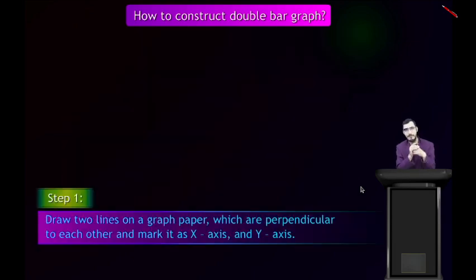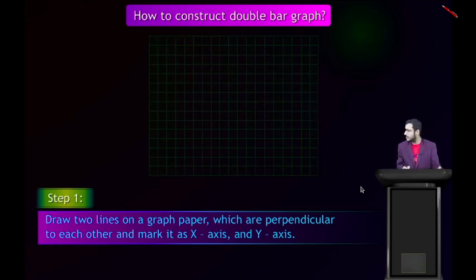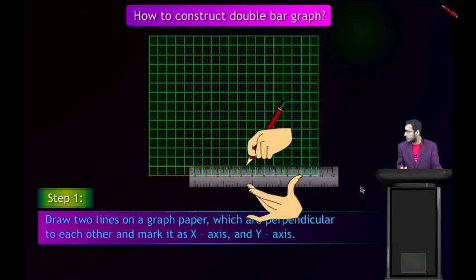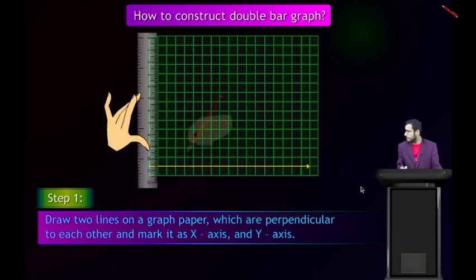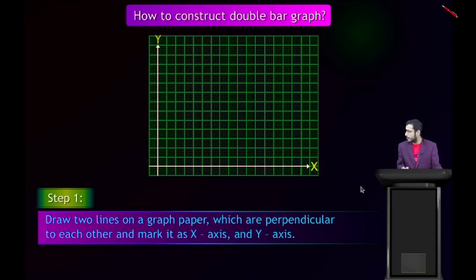Step 1: draw two lines on a graph sheet. Students, take a graph sheet and draw two lines on the graph paper. The two lines are mutually perpendicular, which means perpendicular to each other, and mark them as x axis and y axis. You can see here the graph paper. We are drawing two perpendicular lines here. The horizontal line is the x axis, and the vertical line is the y axis.